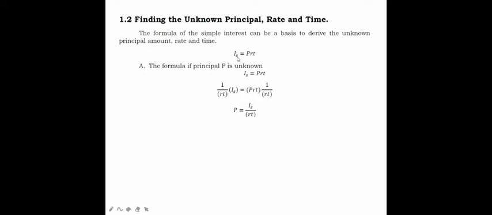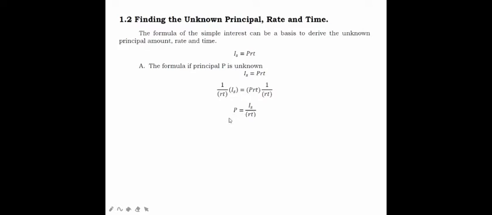Simple interest, or I sub s, is equal to PRT. Now, if the principal, or P, is what we will find in the problem, the basic formula is I sub s is equal to P times R times T. So if you're going to find P here, all you have to do is divide both sides of this equation by R and T. So we will get, on the other side of the equation, P equals I sub s over RT.